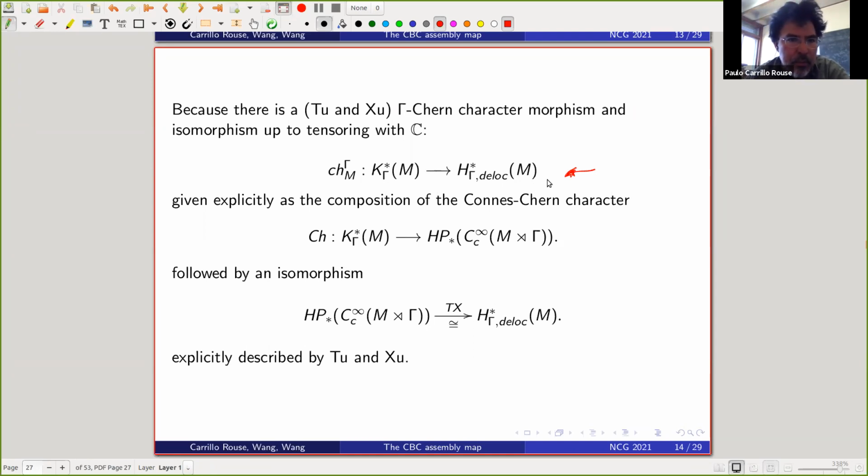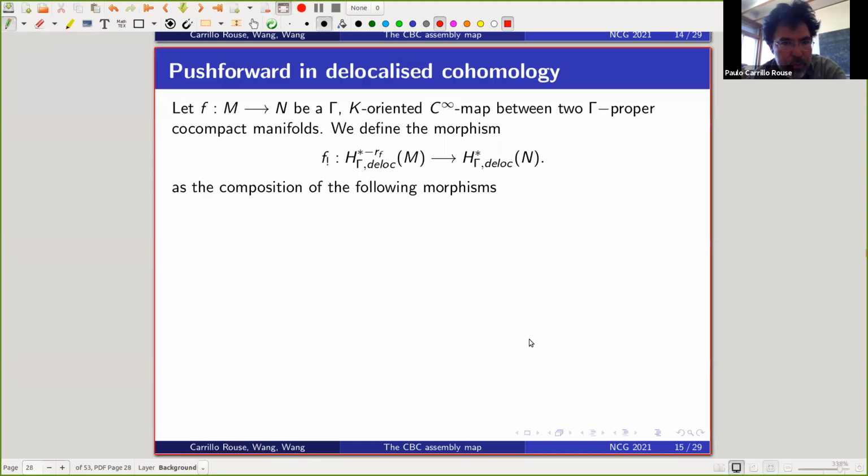My point is that in our work with Weiling and Hang, we use this particular construction of Tu and Xu because it's very natural in the strict sense of the term, but also very explicit, at least for me. It is given explicitly as a composition of the Connes-Chern character, the classic one, followed by some isomorphism, which is very explicit and is described in this paper by Tu and Xu. I will call it the Tu-Xu isomorphism. So it's some kind of Hochschild-Kostant-Rosenberg thing. Okay, so these are our good groups.